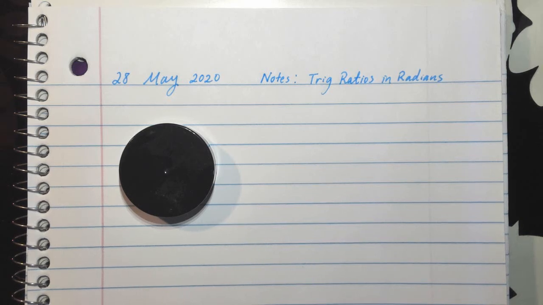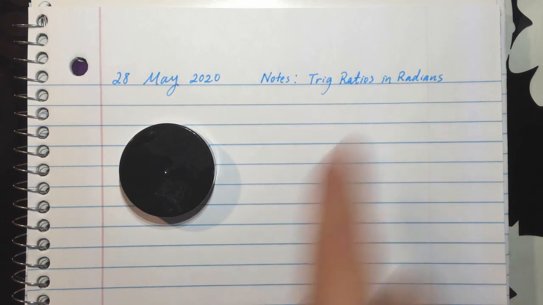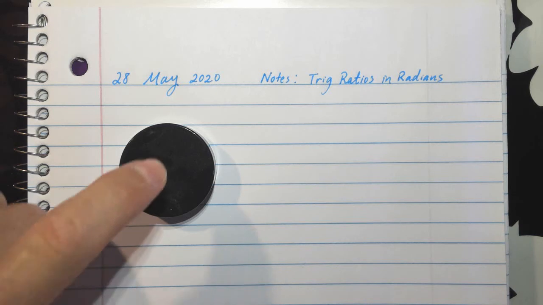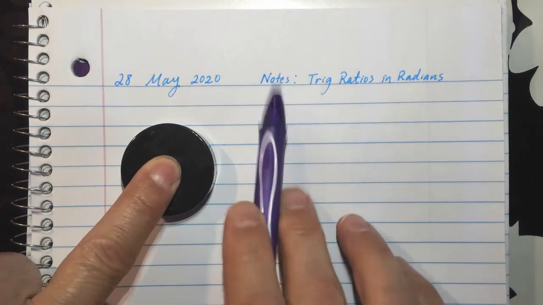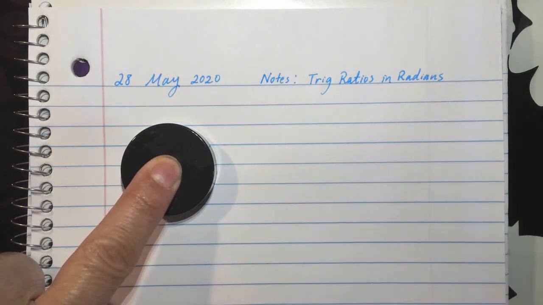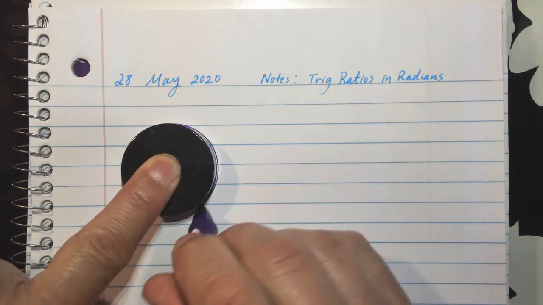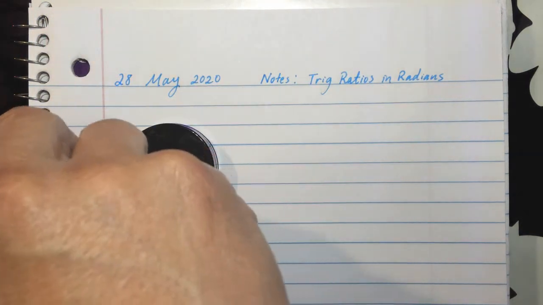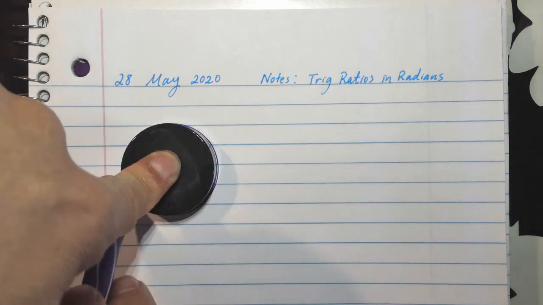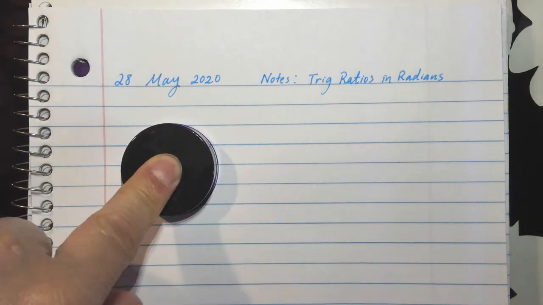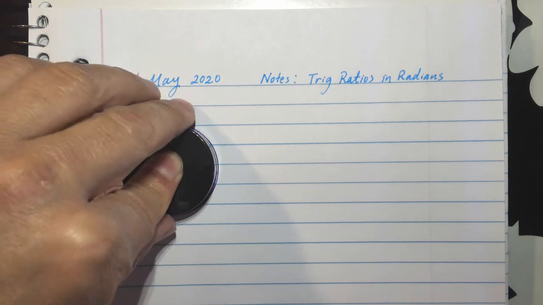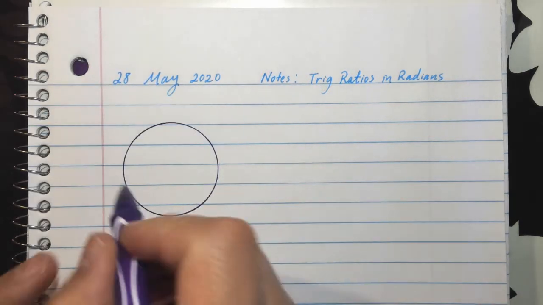Okay, second lesson for this week: trig ratios in radians. Take notes. Actually, just follow along. Don't worry about taking notes. Just pay attention. So here's a unit circle.